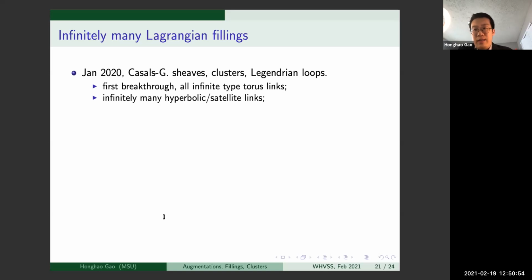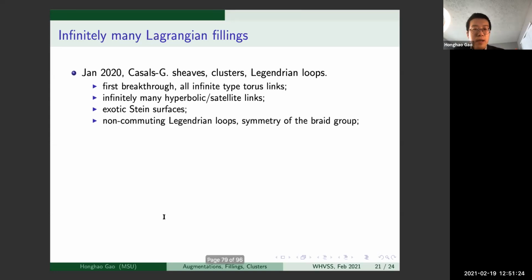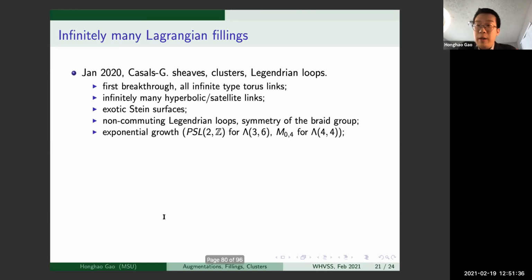And these constructions have a couple of novel recipes from the literature, and unlock a bunch of new observations. For example, you can construct exotic Stein surfaces, which are homotopy equivalent to a sphere, but have infinitely many closed exact Lagrangian surfaces of higher genus, which was not known in the literature. And also new examples of non-commuting pairs of Lagrangian loops, which was not known. And we use the symmetry of the braid group to produce these Lagrangian fillings of exponential growth. It's fairly large.